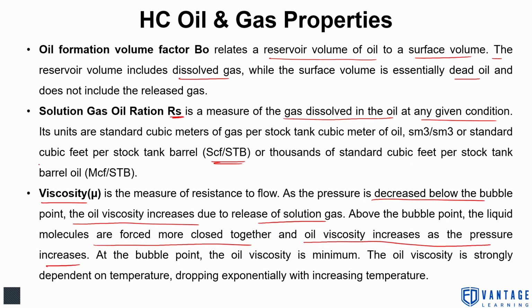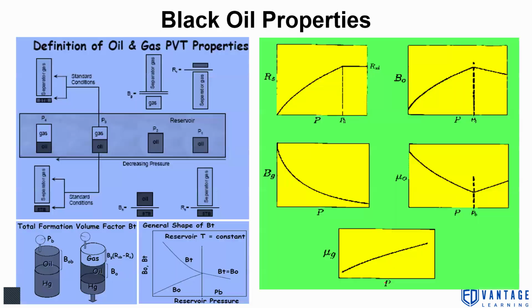So if you look at the plot of viscosity, it will be increasing above the bubble point and also below the bubble point. This is the viscosity plot. This is Pb, pressure is this, viscosity of oil is this, right? At bubble point, viscosity of oil is minimum. The oil viscosity is strongly dependent on temperature, dropping exponentially with increasing temperature.